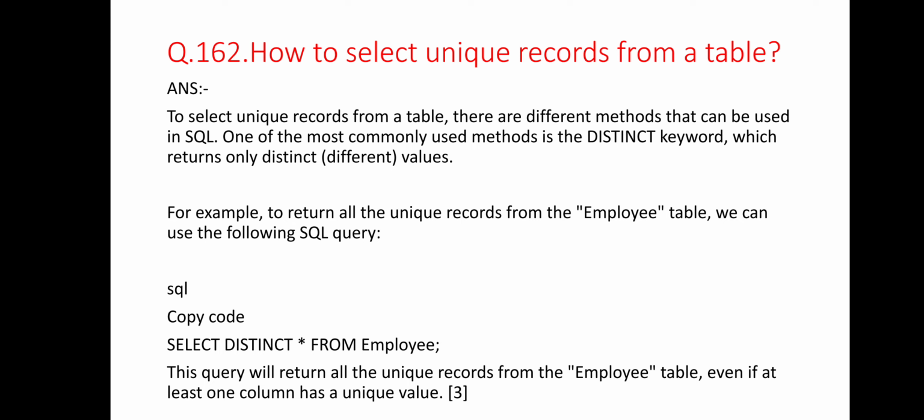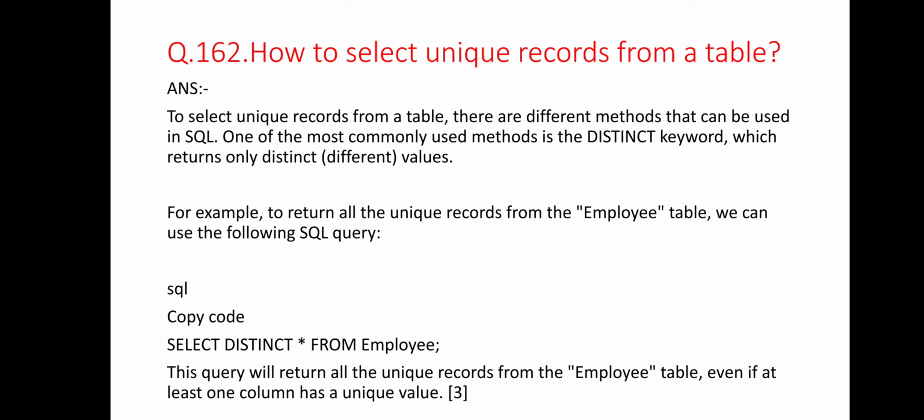Question number 162. How to select unique records from a table. To select unique records from a table, there are different methods that can be used in SQL. One of the most commonly used methods is the distinct keyword, which returns only distinct values. For example, to return all unique records from the employees table, we can use the following SQL query: select distinct asterisk from employees. Asterisk means all from employees.